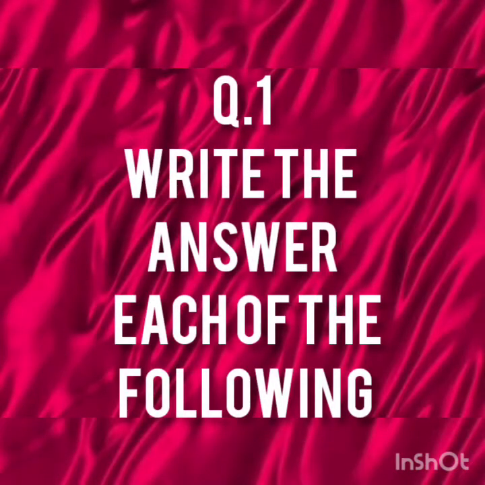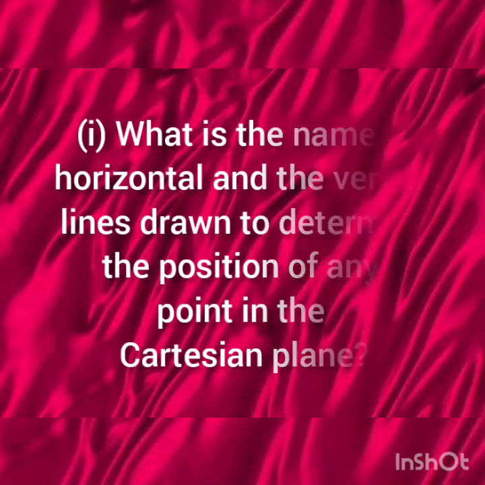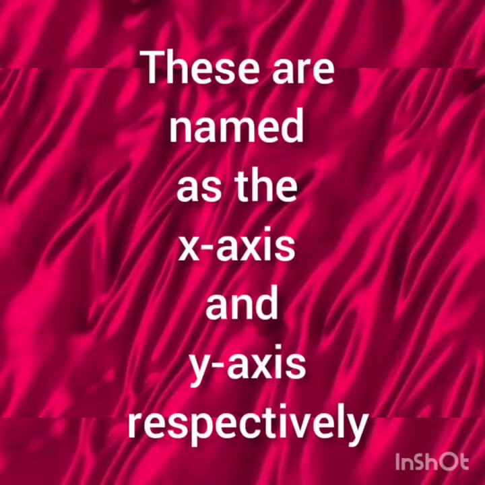Write the answer to each of the following. First question: What is the name of the horizontal and the vertical lines drawn to determine the position of any point in the Cartesian plane? So the answer is, these are named as the x-axis and the y-axis respectively. Clear?